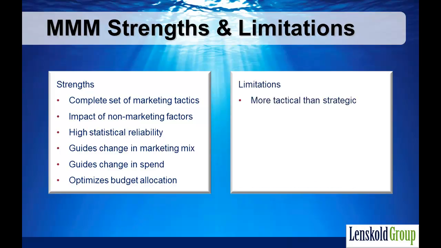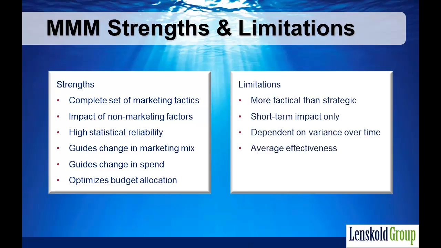Now, on the limitation side, these are important. This tends to be more tactical than strategic. So we're getting measures at the tactics, but there's a lot more strategic questions that will go into our effectiveness. We're looking at short-term impact only, so we're not really getting that long-term impact, which requires other measurements. We're dependent on variance over time. So in any one of those marketing channels or marketing tactics, we need peaks and valleys in order for the model to capture the impact. So if it's consistent and running throughout the year, it's going to be very hard to detect.